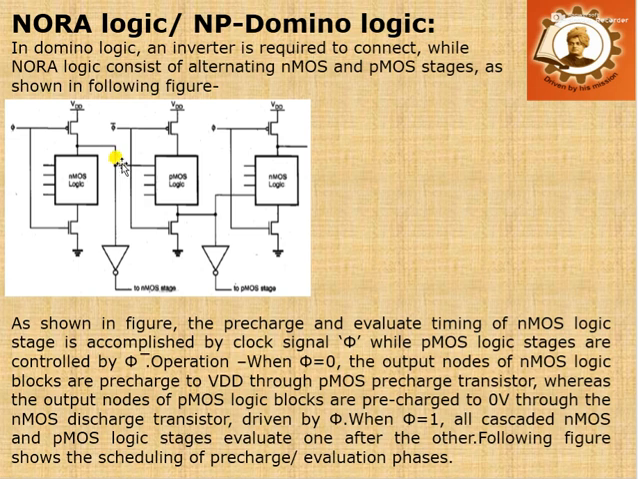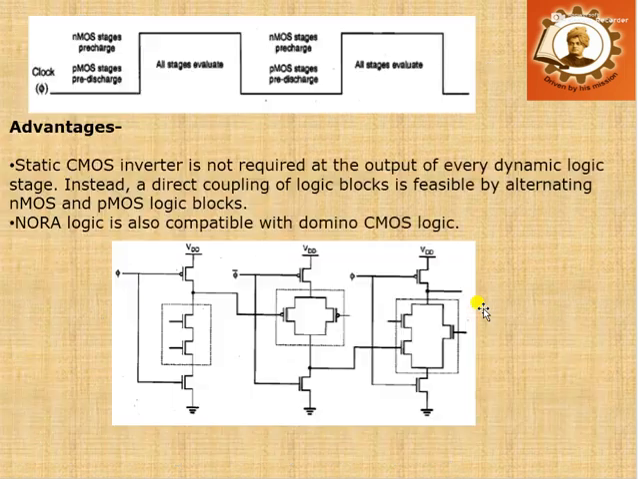Whereas the output nodes of PMOS logic blocks are precharged to 0 through the NMOS discharge transistor driven by phi. When phi equals 1, all cascaded NMOS and PMOS logic stages evaluate one after the other. The schedule of precharge and evolution phases is shown in the figure, where the NMOS stages are in precharge mode and the PMOS stages are in pre-discharge mode. All stages are evaluated just like this.